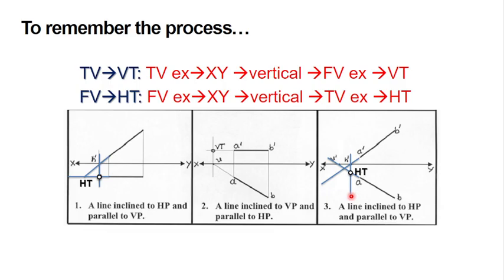Now we have to find out VT also. So extend the top view till XY line, we get the intersection here. From this intersection with XY line, draw a vertical. This vertical will be intersected by another view. So you got this point here. This point is what? We have started with top view. We are going to end with VT.